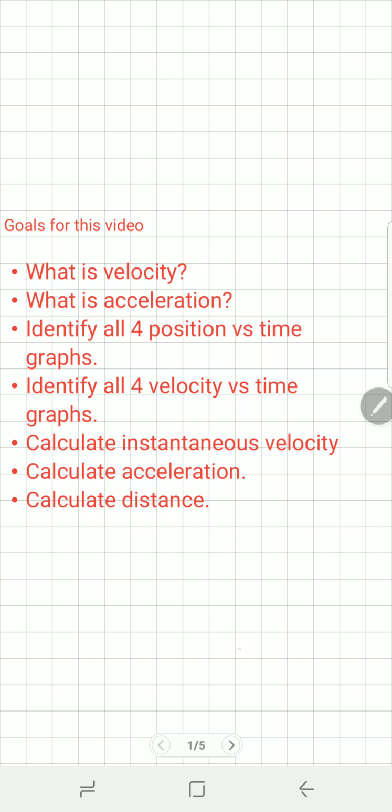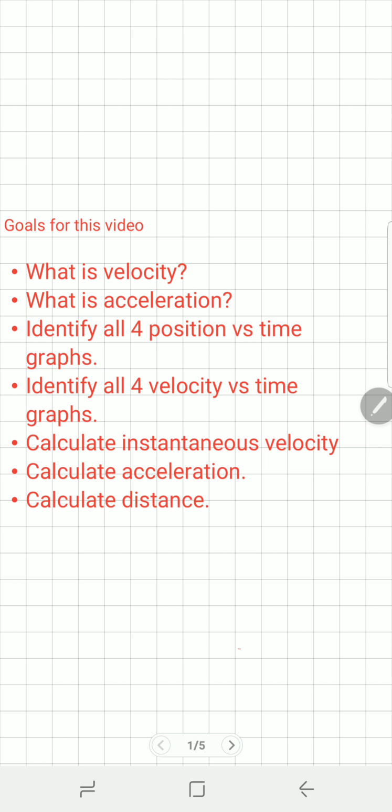And we are finishing up our acceleration unit, and for the goals of this video, we want to determine what velocity is and compare it to speed, and what acceleration is. We want to identify all four types of position versus time graph. That means: is it speeding up in a positive direction, slowing down in a positive direction, speeding up in a negative direction, and slowing down in a negative direction? And then transfer those to the velocity versus time graphs. Then we want to calculate instantaneous velocity using the average speed and the middle point. And then we want to calculate acceleration, and then we want to calculate distance.